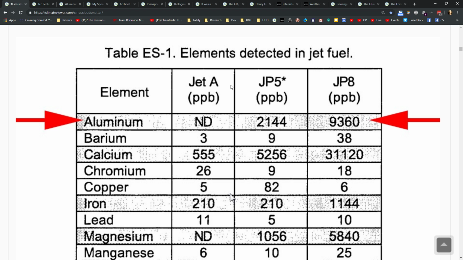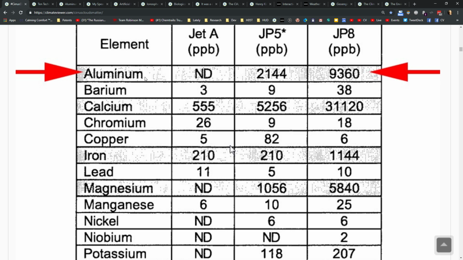Oh wait, that's Jet A, JP5, and JP8. JP8 is the military jet fuel, as is JP5. Jet A is what's been burned in all of the commercial flights. And of course they say "not detected" on aluminum. This is from a lab sample done by a military institute, and there is aluminum in Jet A, regardless of what they say. You can't have 2,100 parts per billion of aluminum in JP5, which is gasoline. They switched to JP8, which is kerosene, or diesel fuel, and suddenly you have 9,360 parts per billion.